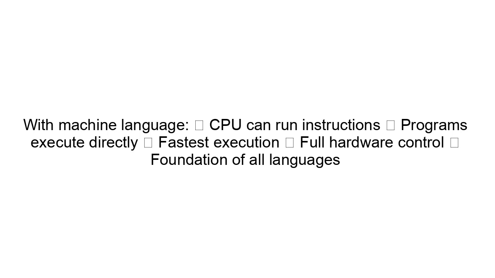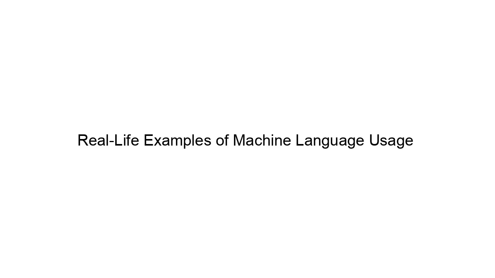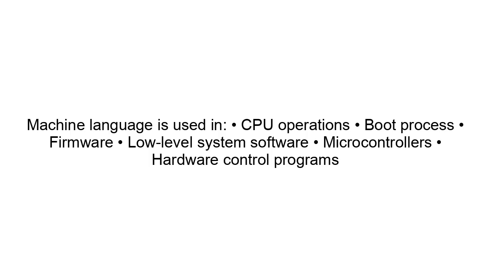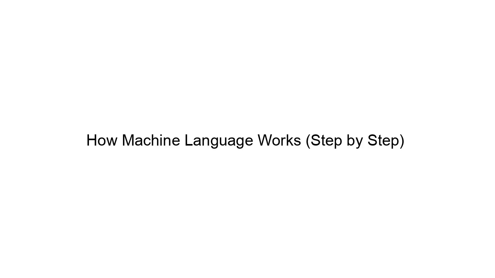✅ Programs execute directly. ✅ Fastest execution. ✅ Full hardware control. ✅ Foundation of all languages. Real-life examples of machine language usage. Machine language is used in CPU operations, boot process, firmware, low-level system software, microcontrollers, hardware control programs.